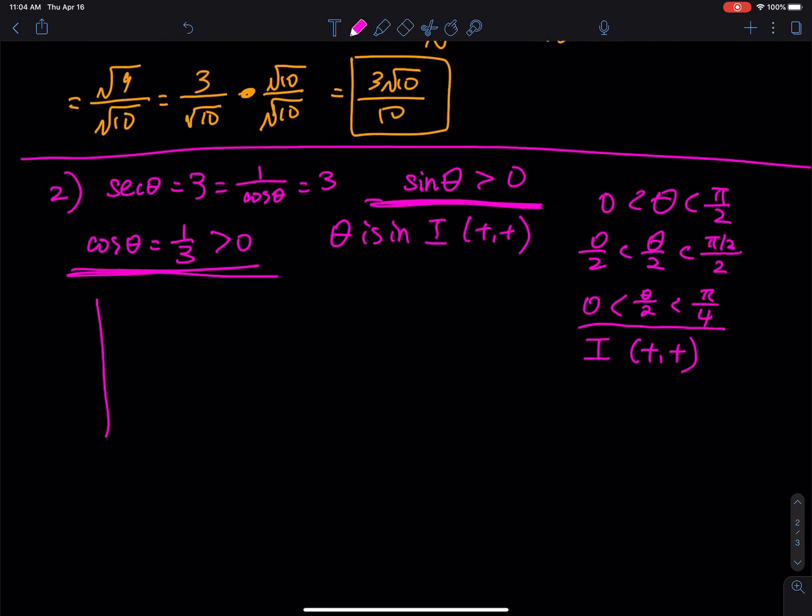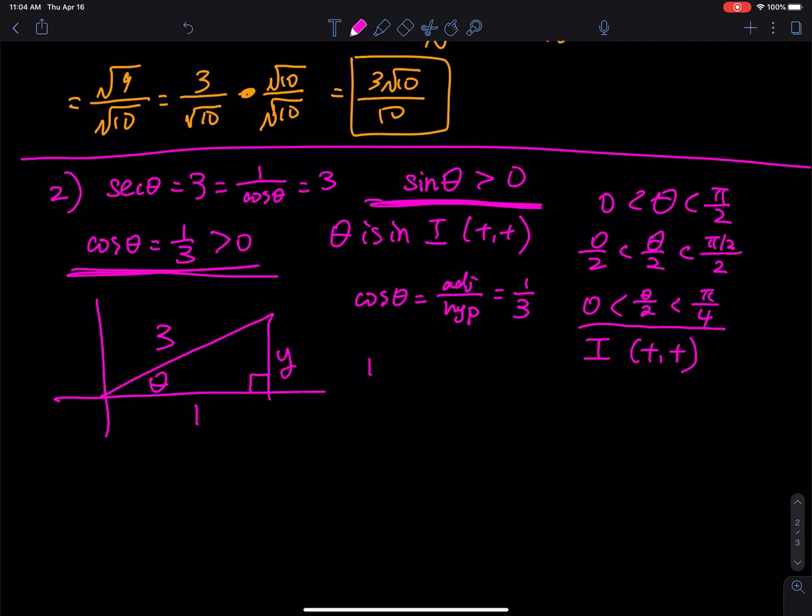Speaking of quadrant 1, I need my right triangle. This is my right angle, this is my theta. Given cosine theta, CAH, right? CAH is equal to 1/3, adjacent over hypotenuse. This is my y value. So 1 squared plus y squared equals 3 squared. So that is 9 minus 1 equals 8. And then you take the square root of 8. What do you have? You have 2 root 2. So that is your y value.